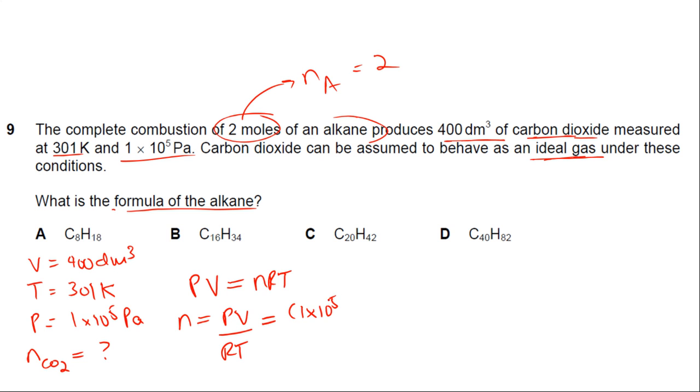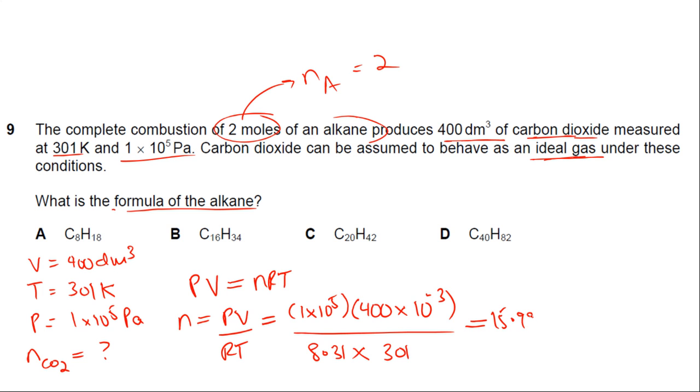Pressure is 1 × 10⁵, well and good. Volume, make sure it's in cubic meters. Since it's in dm³, to convert it into cubic meters, I need to divide it by 1000, or multiply it by 10⁻³. The general gas constant is 8.31, and the temperature, which needs to be in Kelvin, already is 301. And what I get in this case is 15.99 moles, which is about 16 moles for CO2.